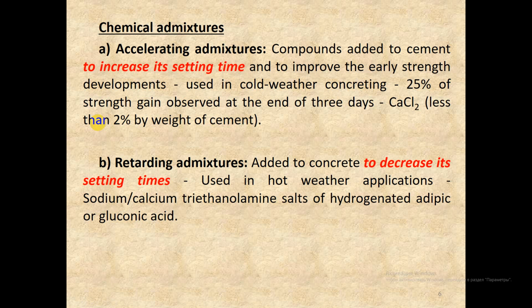Chemical admixtures. Accelerating admixtures are compounds added to cement to decrease its setting time and to improve the early strength development, used in cold weather concreting. About 25% of strength gain is observed at the end of 3 days. Calcium chloride is used at less than 2% by weight of cement.